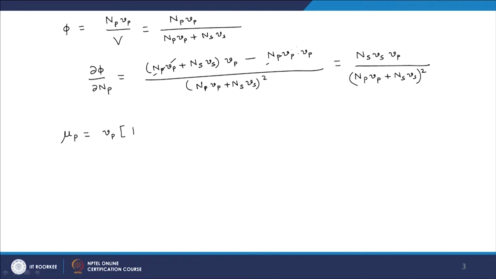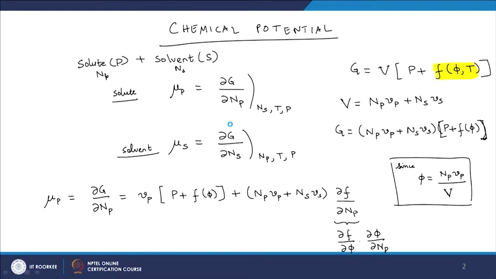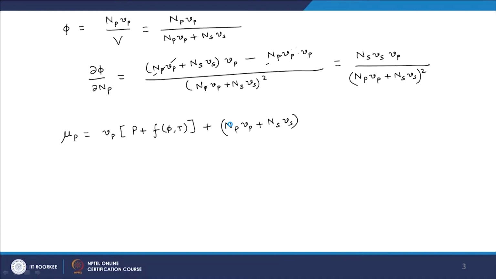Vp multiplied by P plus f of phi t plus Np Vp plus Ns Vs multiplied by dou F by dou Np, which was dou F by dou phi multiplied by dou phi by dou Np. So, the first thing is f prime phi, and the second thing is what we have just evaluated.